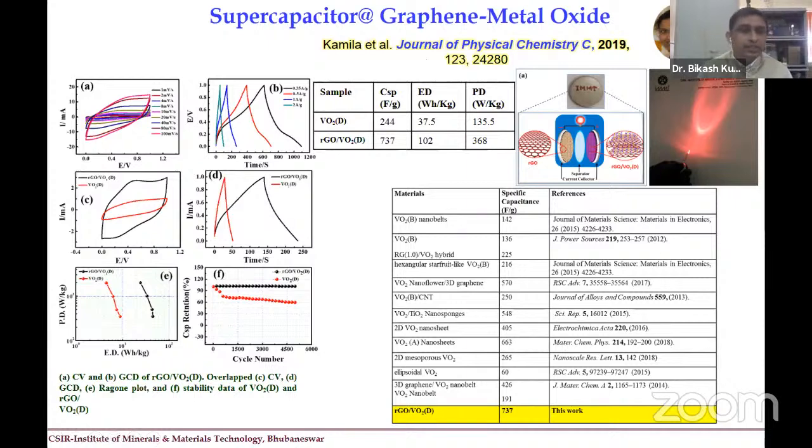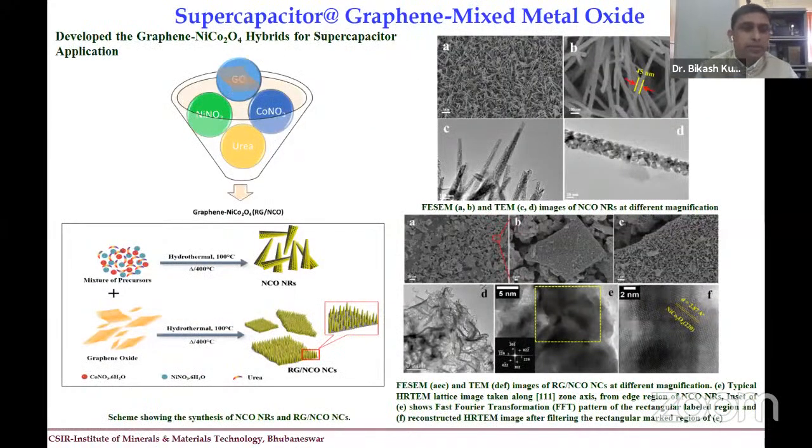Further, we tried to develop some other oxide-based material, that is, mixed metal oxide material. Here only one metal oxide was there before. Now we develop nickel cobalt oxide, two metals, a mixed metal oxide, and we were able to synthesize a very porous nanorod-like structure of nickel cobalt oxide on graphene. You can see in this synthesis process the vertically aligned nickel cobalt oxide nanorods remain on graphene surfaces.